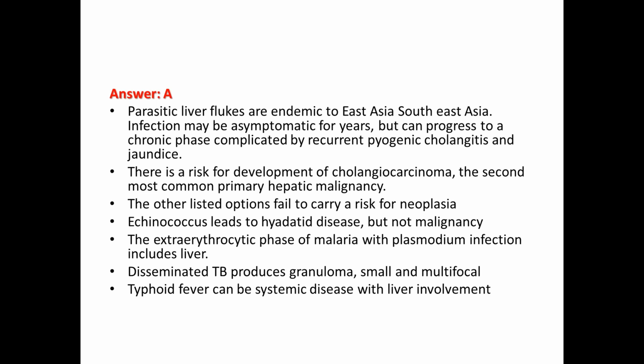The Plasmodium vivax infection has an extra erythrocytic phase in the liver. Disseminated tuberculosis produces granulomas, small and multifocal. And typhoid fever can be a systemic disease with liver involvement showing micro patches of focal necrosis.